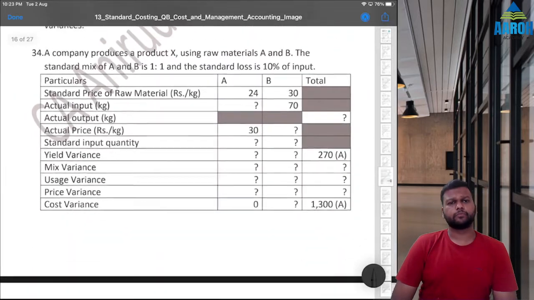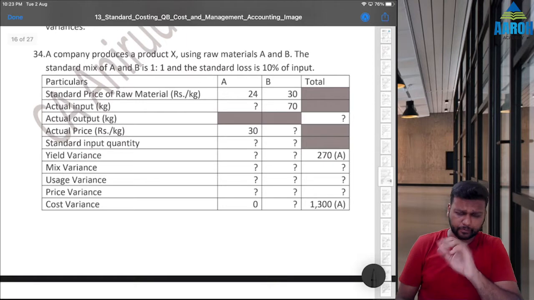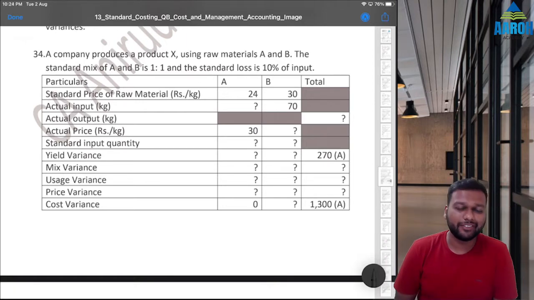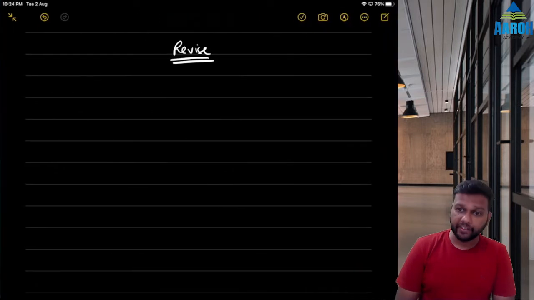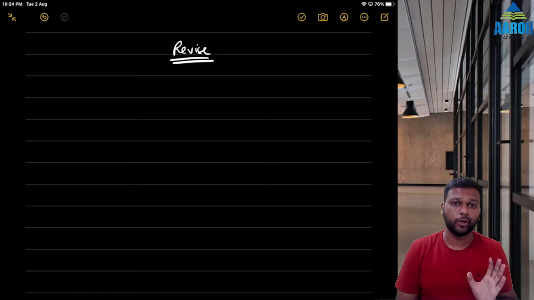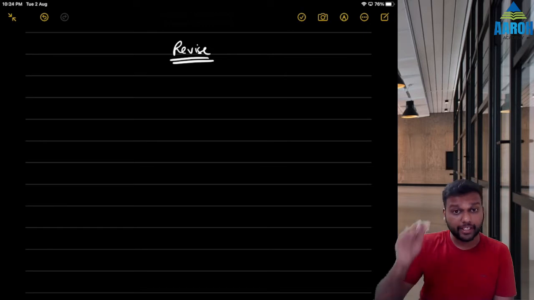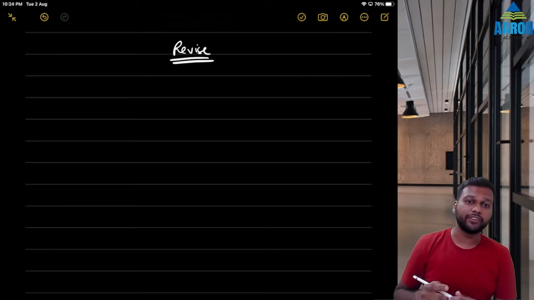Now in this question nearly everything is missing. Only very little information is given, so that is why the question is very difficult. Only a few of the students have solved it till now. In class whenever I take up this question, only a few students have been able to solve it. Even in CA final I have given this question to CA final students also.